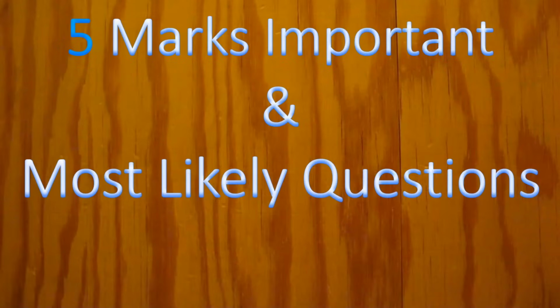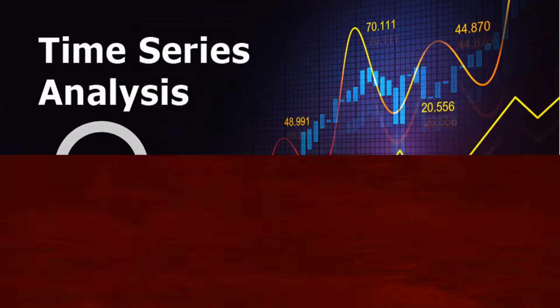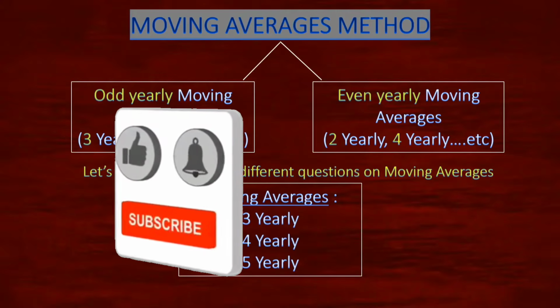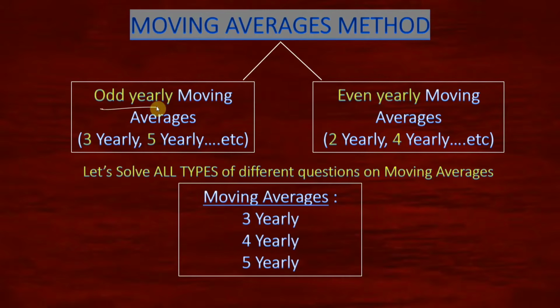In today's class, we shall discuss 5 marks important and most likely questions based on time series analysis. In that, the moving averages method, which is one of the methods of measuring trend. In this moving averages method, we will have odd yearly moving averages and even yearly moving averages. As we know already, odd yearly means 3 yearly, 5 yearly, etc. and even yearly means 2 yearly, 4 yearly, etc.